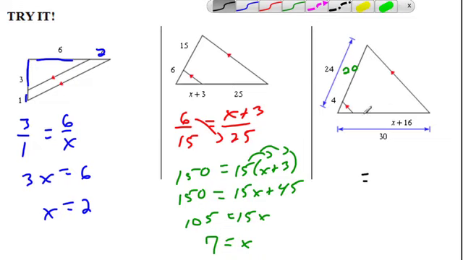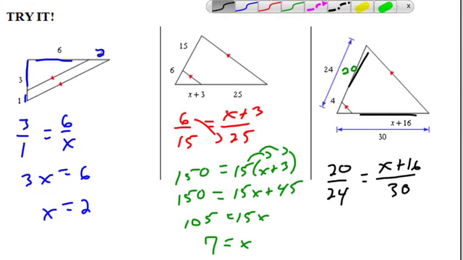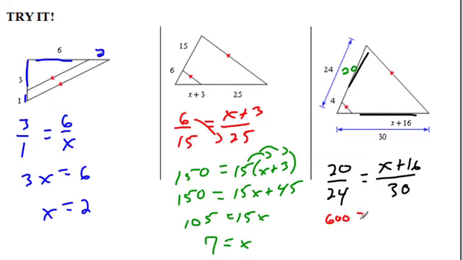How about this? I know this side and this side are a partner, and I know the big side. So I can say 20 is to 24 as what? X plus 16 is to 30. Excellent. So that is the correct way to set that proportion up. Let's solve it just to make sure we have it. So I'm going to say 20 times 30 is 600. Just be careful with your distribution here. If you can distribute, you're in business.